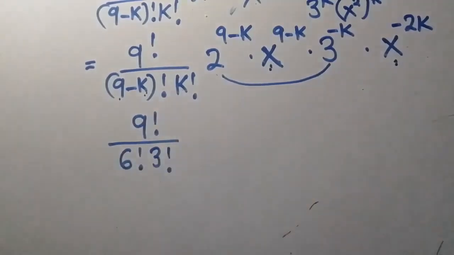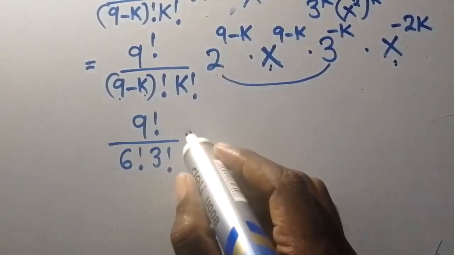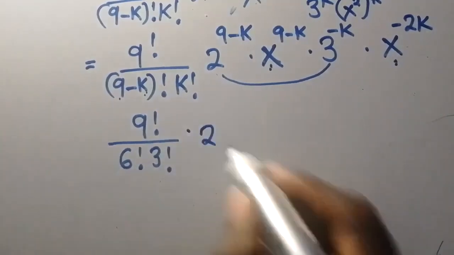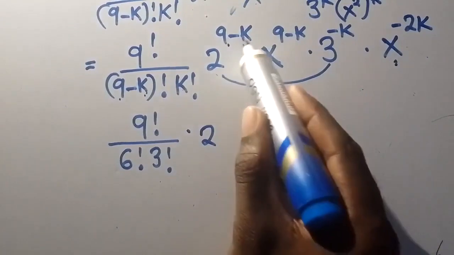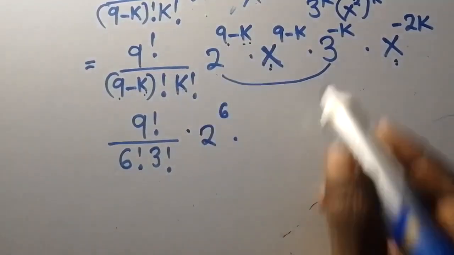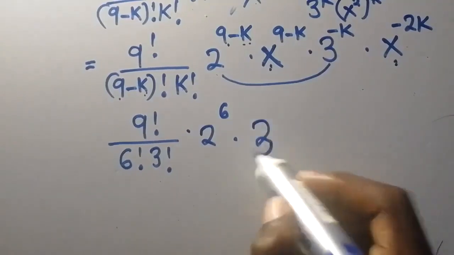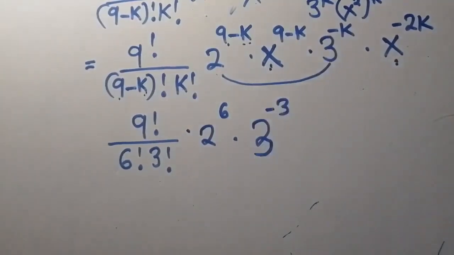K is 3, 3 factorial. Have you seen? Then we've got 2 here. So multiply by, that is multiplication, 2. Then we've got what? 9 minus 3, which is 6. So the power of 6 multiplied by that one is 3, 3 to the power of negative 3. This is the information that I'm going to have here. Have you seen? This is the information.